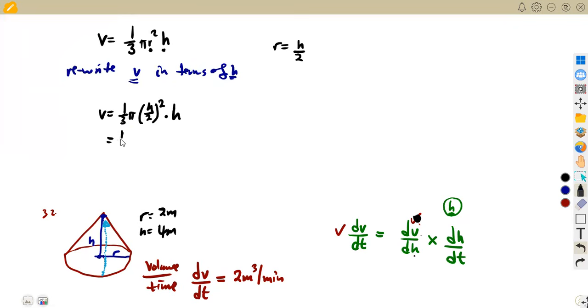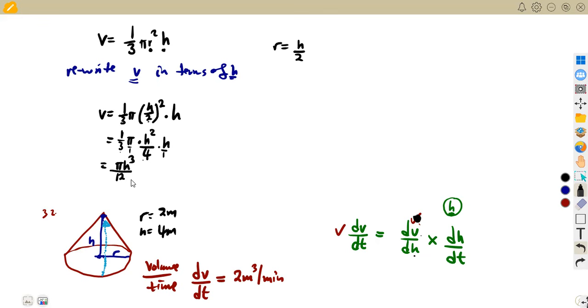So this is going to give us a third pi, that's h to the exponent of 2, which is h squared over 2 to the exponent of 2, which is going to give us a 4 in this case, times h. So this is the same as over 1. So we multiply everything on top. On top we are going to obtain 1 times pi times h squared times h, which is going to be pi h cubed in this case over 3 times 4, which is going to be 12.